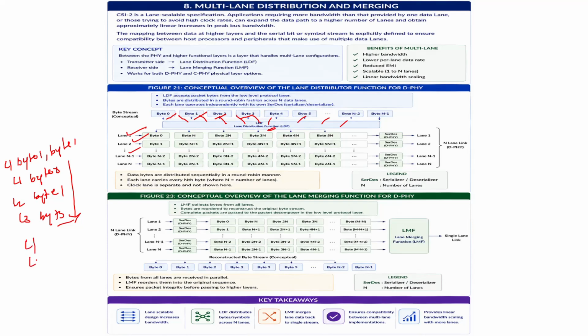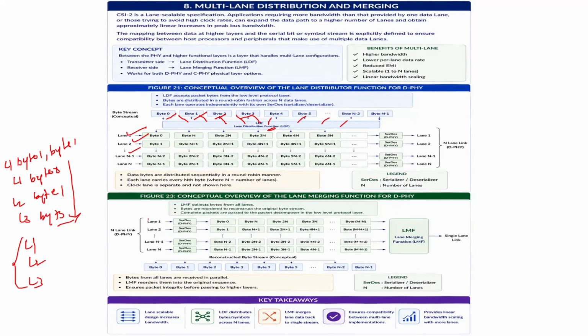Lane 1 again, lane 2, lane 3, if you are using the C-PHY layer. In the C-PHY layer we are using three different lanes. Okay, three different lanes are transmitting the data in different lanes. So in that way it is transmitting the data.